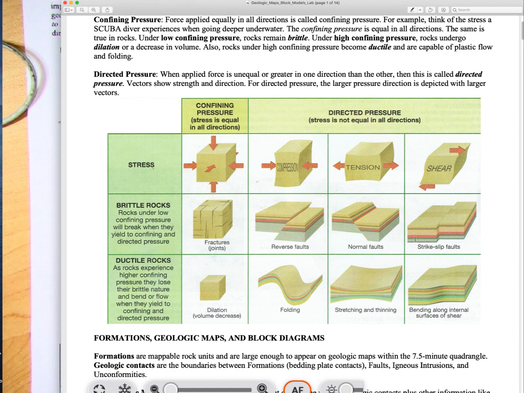Or if you're deeper down, you might see some dilation of the rock, which means that it's going to be compressed and then it can be squeezed because of either confining pressure or directed pressure. But then it's going to experience maybe a plastic deformation. And so that plastic deformation is going to lead to folding, right? So geologic folds, right? Or stretching or bending in this case down here.